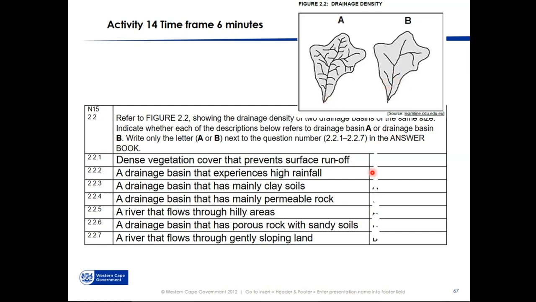Okay, so let's go. Have you all got your notes over here? Right, so they say to you, dense vegetation cover prevents surface runoff. Right, so are we talking about A? Or are we talking about B? Right. You all written that down? Okay. Write down. Let's see if you are right.